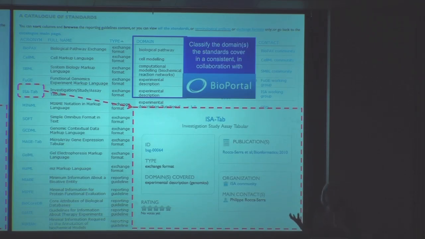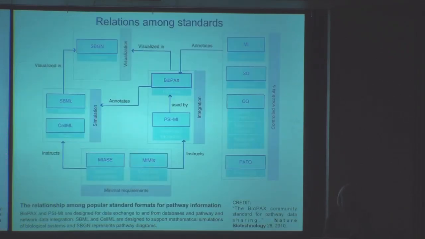Important is to classify the standards according to the domain of science, because we imagine funders or journals coming in and searching for the standards relevant to a certain area of science. Therefore, it's important to make this categorization clear, and that's what we're working on with the BioPortal and Trish, to try to create a domain ontology, which is also used by the BioPortal, so that everything becomes searchable and easy.